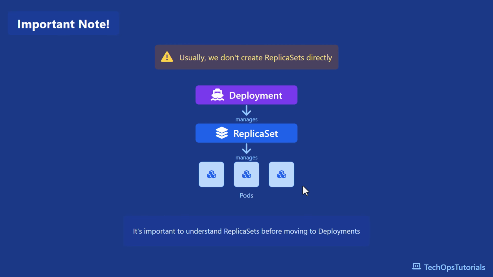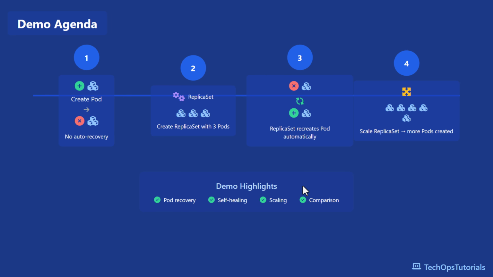This structure allows us to easily scale and update your application. It's also important to understand how ReplicaSets work before diving into deployments, because they are the foundation that makes deployments work seamlessly. Okay, now that we know the structure, deployment manages the ReplicaSet and ReplicaSet manages the pod, let's jump into the demo. Here is our agenda for the next few minutes.